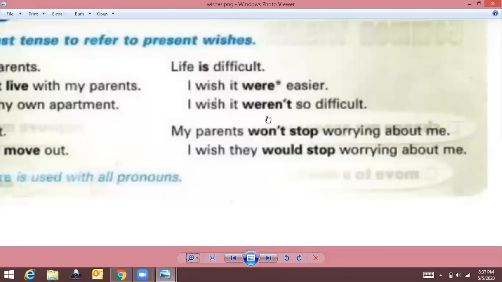In a real conversation, in a movie, in music, whatever, you will hear, I wish she was here. I wish she wasn't here. But grammatically speaking, you're supposed to use were for all personal pronouns. Now, if we analyze the last two, my parents won't stop worrying about me. If you wish to change that, you say, I wish they would stop worrying about me. Because from won't, you go to would. And that's how you make changes.